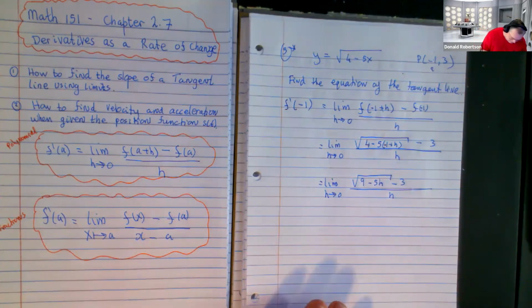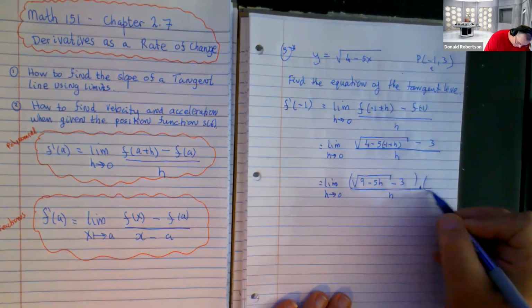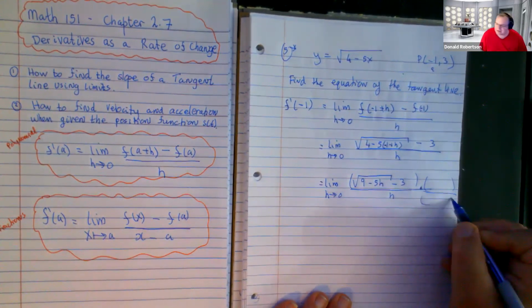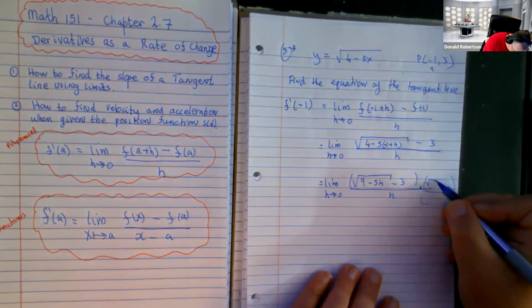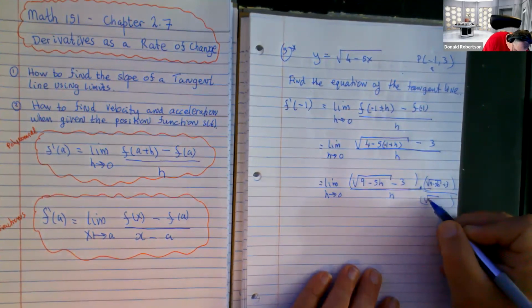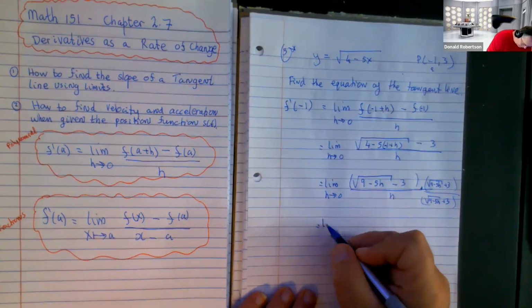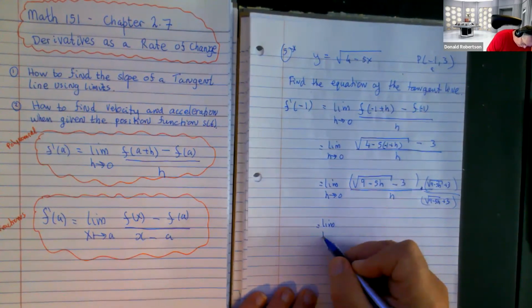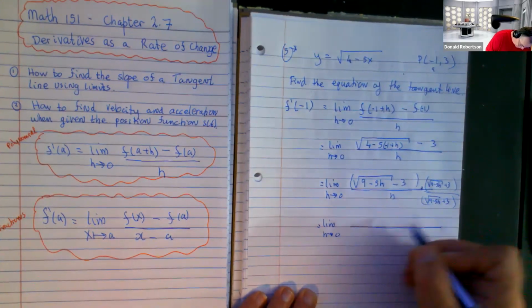Okay. Do you recognize that this definitely needs what's called the conjugate method, which you kind of could have seen coming? So it's going to be the square root of 9 take away 5h, add 3, over the square root of 9 take away 5h, add 3. So it's now going to be the limit as h tends to 0. And the two guys in the bottom are just going to be left alone.